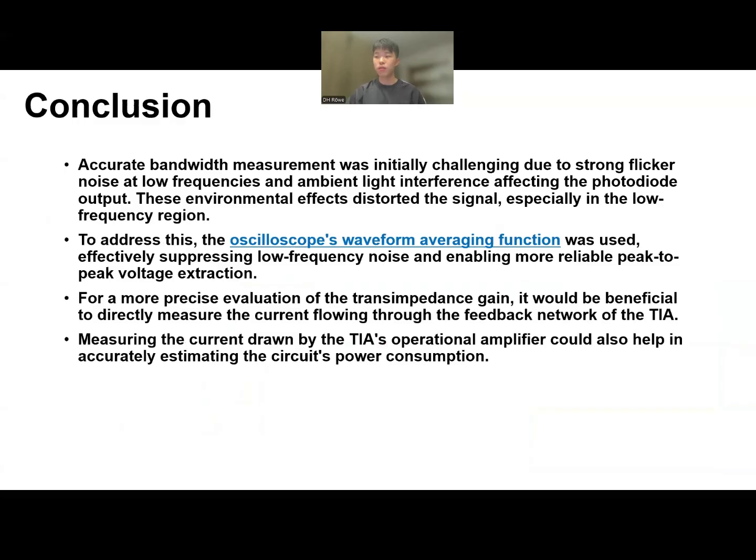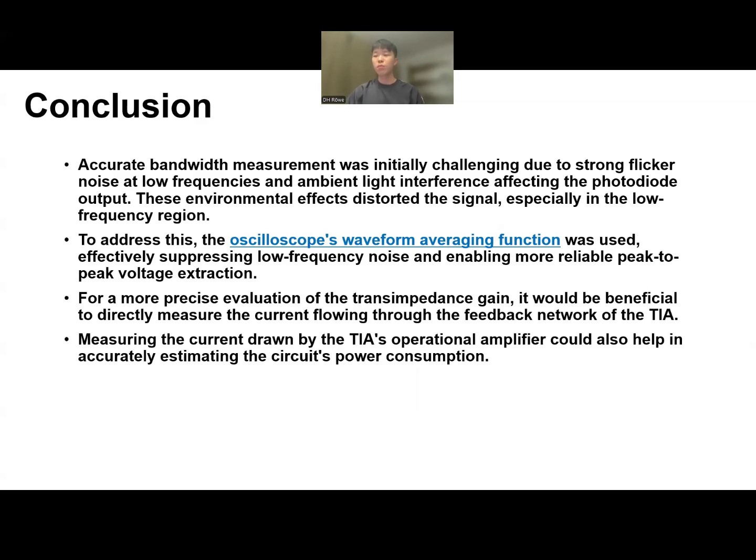Accurate bandwidth measurement was initially challenging due to strong flicker noise at low frequencies and ambient light interference affecting the photodiode's output. These environmental factors distorted the signal, especially in the low frequency range. To address this, we used the waveform averaging function of the oscilloscope, which effectively suppressed low frequency noise and allowed reliable extraction of peak-to-peak voltage.